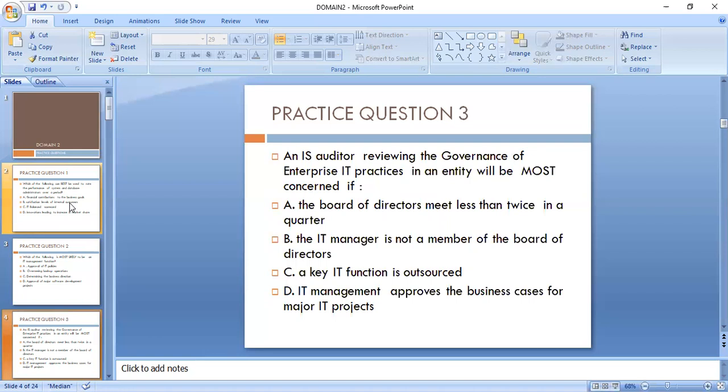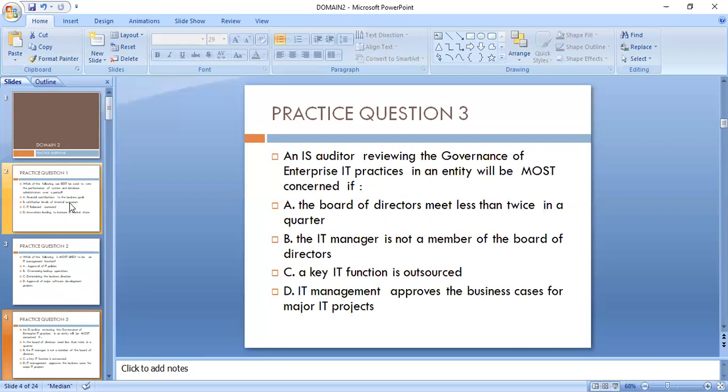The board of directors meets less than twice in a quarter. Most corporate governance codes recommend you meet at least 4 times in a year. So that's once in a quarter. So not meeting twice in a quarter is still not bad. So we can take out A. The IT manager is not a member of the board of directors, of course, it's not expected to be a member. You expect somebody like the CIO, the IT director. So B also could be knocked out. C, a key IT function is outsourced. So long as it is not a core function, it can be outsourced.